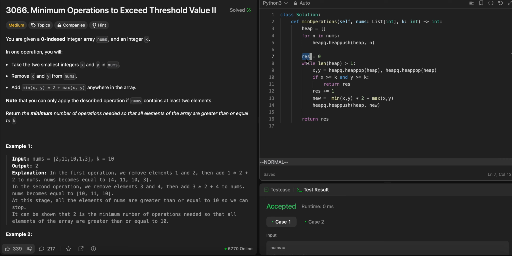Result is just a counter, right? That means these are the two smallest integers, and they're both greater than k. Just return. Otherwise, we increment, and then we do the equation, calculate the new number, and add it to the heap again. And then we keep going. It's either going to return here, or it's just going to end here, because there's going to be one number left, which we can't do anything with anyway.